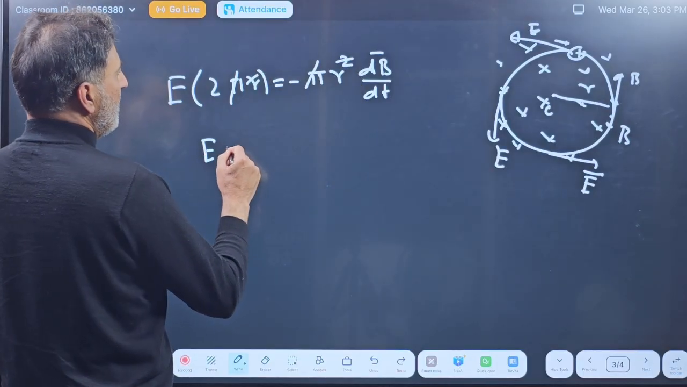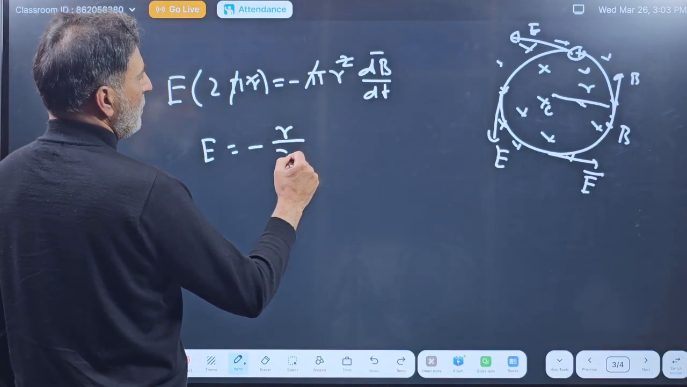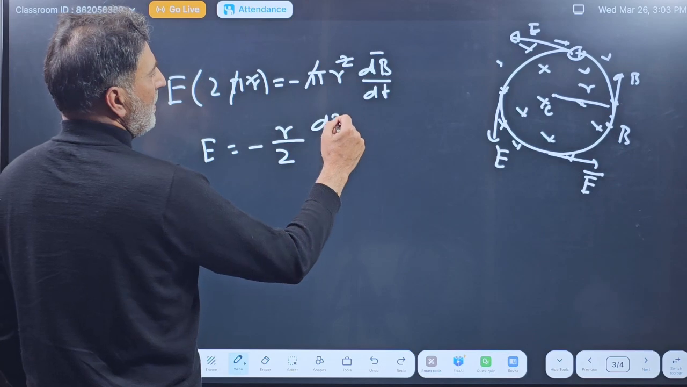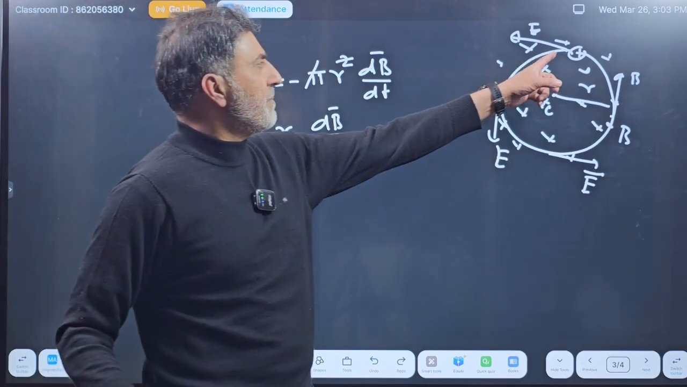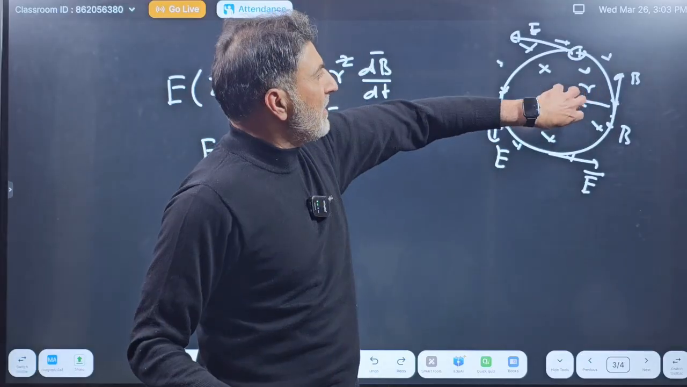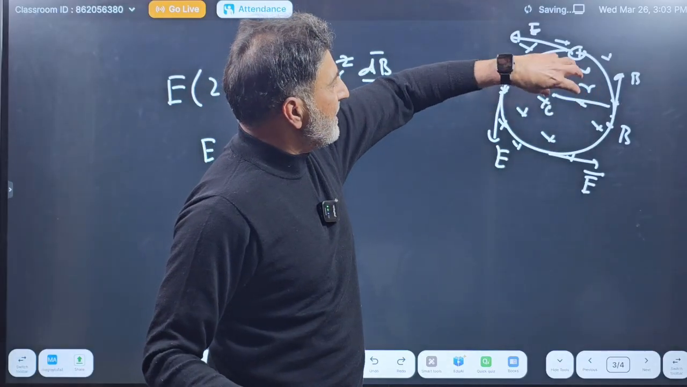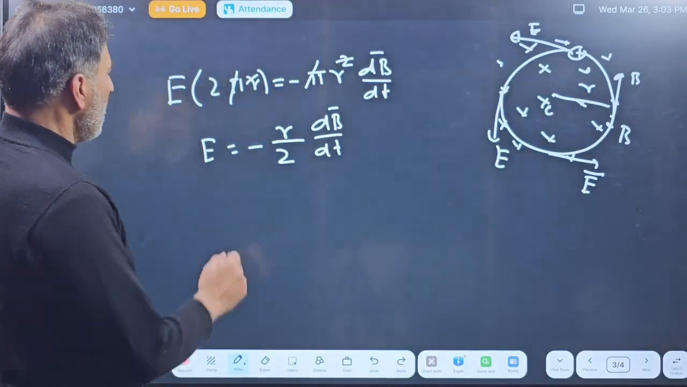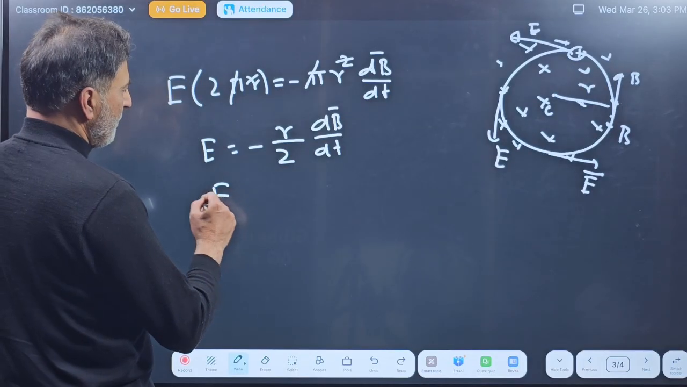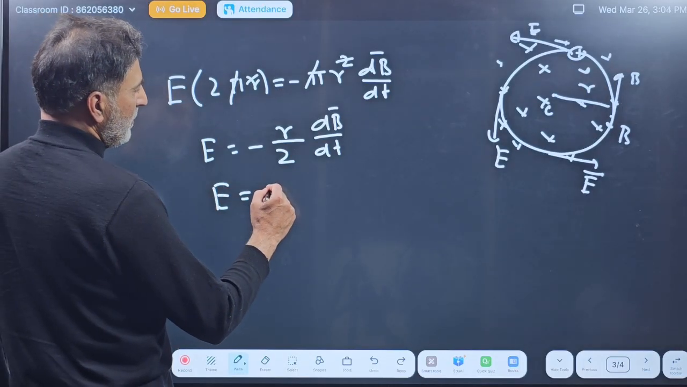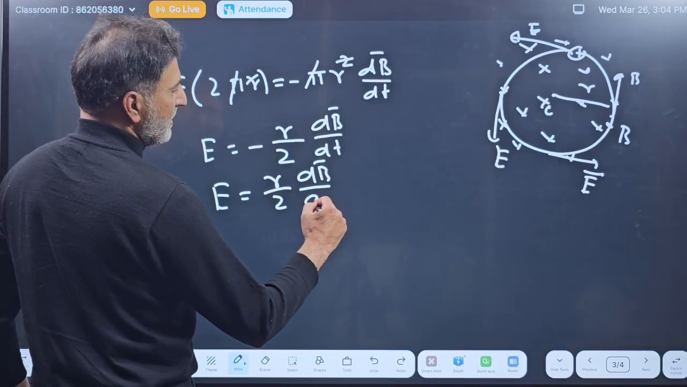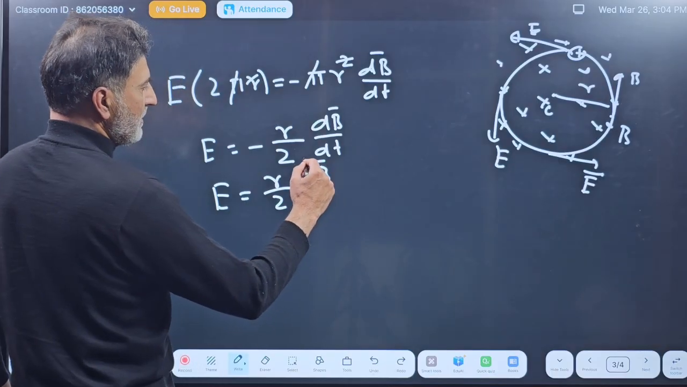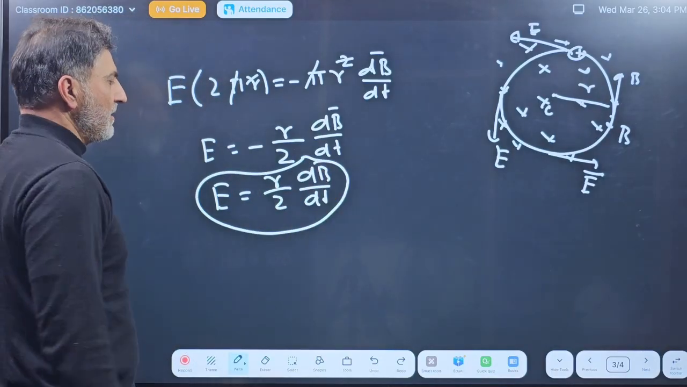Now this pi goes, r also goes. What is the electric field? That is minus r by 2 dB average by dt. This is the electric field which is produced on this periphery due to the changing magnetic flux inside. So of course the magnitude of the electric field is equal to r by 2 dB by dt. This is the magnitude of the electric field.